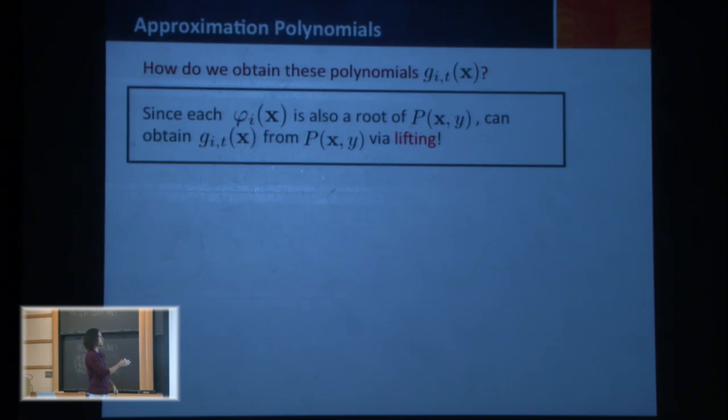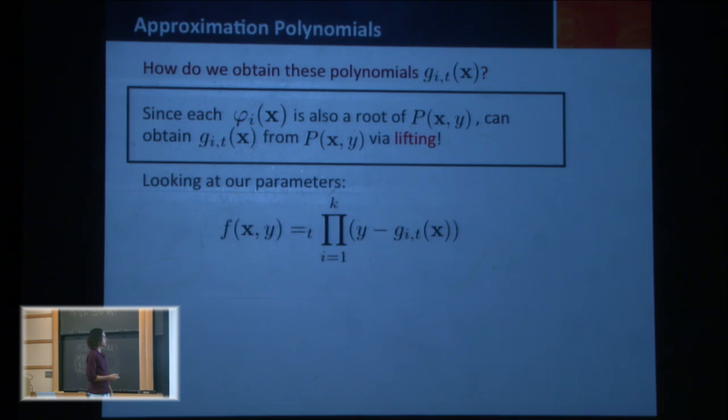Well, since each root of f is also a root of p, we can obtain the gi from p via the lifting that I showed you before. Right? So if we look at our parameters now, we have that f is equal up to degree t to the product of the roots. And each root, by some extension of Dvir-Shpilka-Erdős, we can obtain with the same parameters, depth d plus 3 and size poly(n^r, s). So this circuit now has depth d plus 4 and the same size, poly(n^r, s).